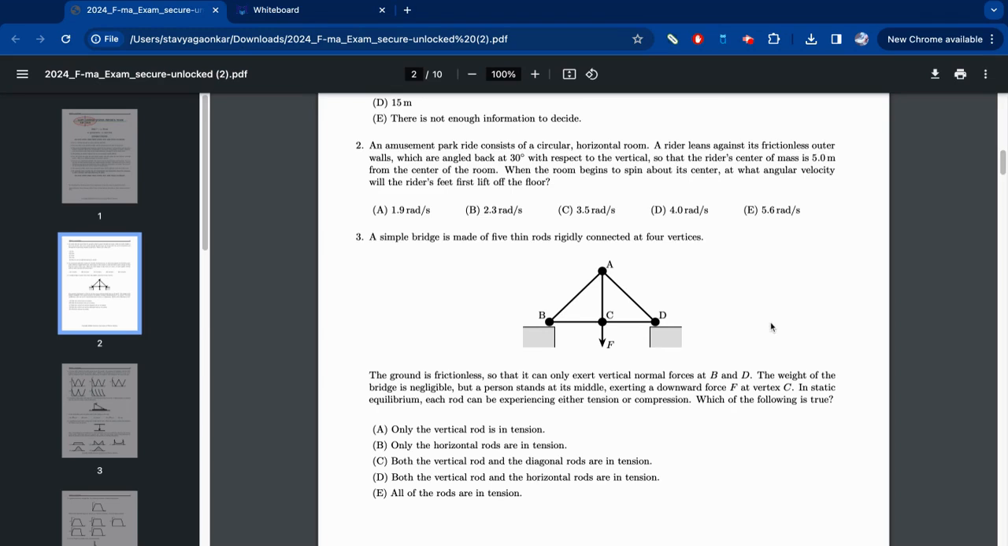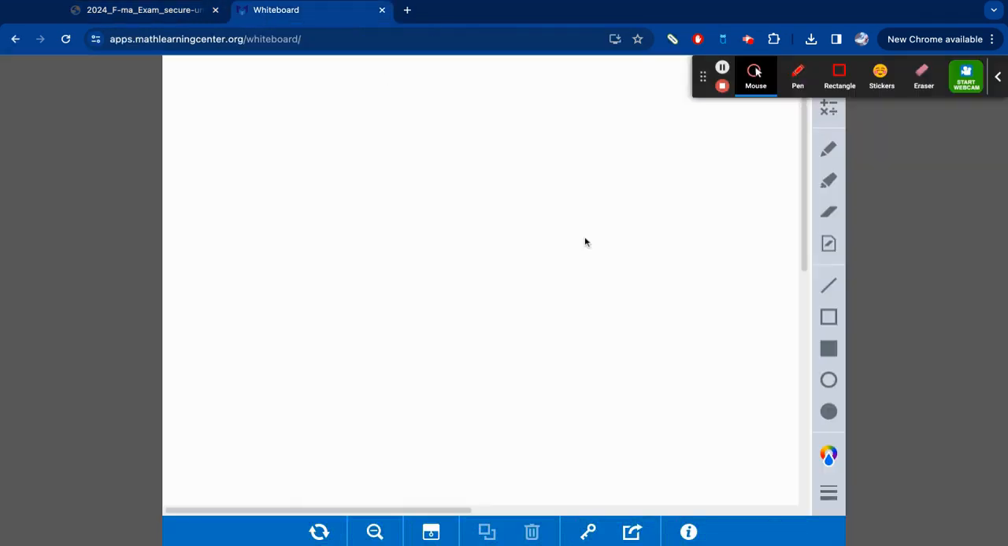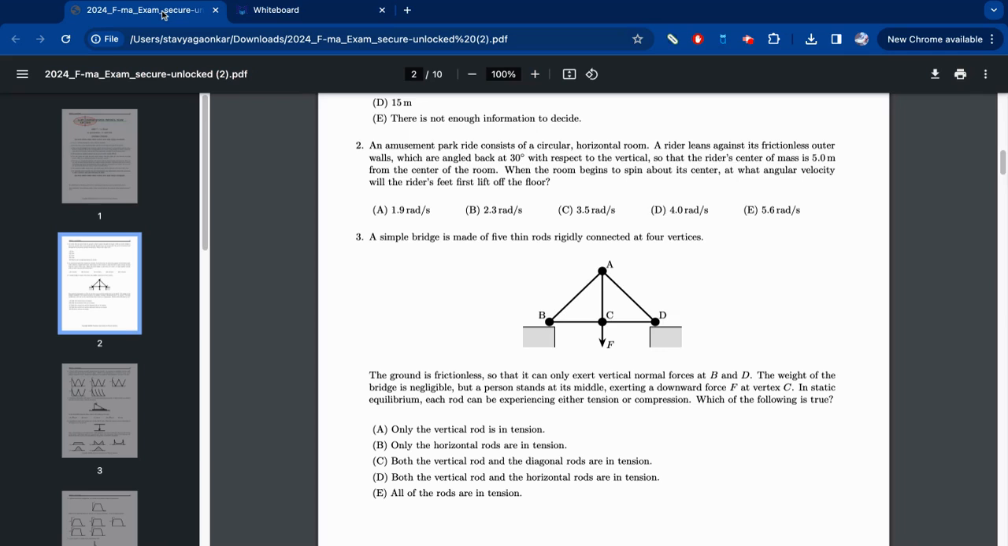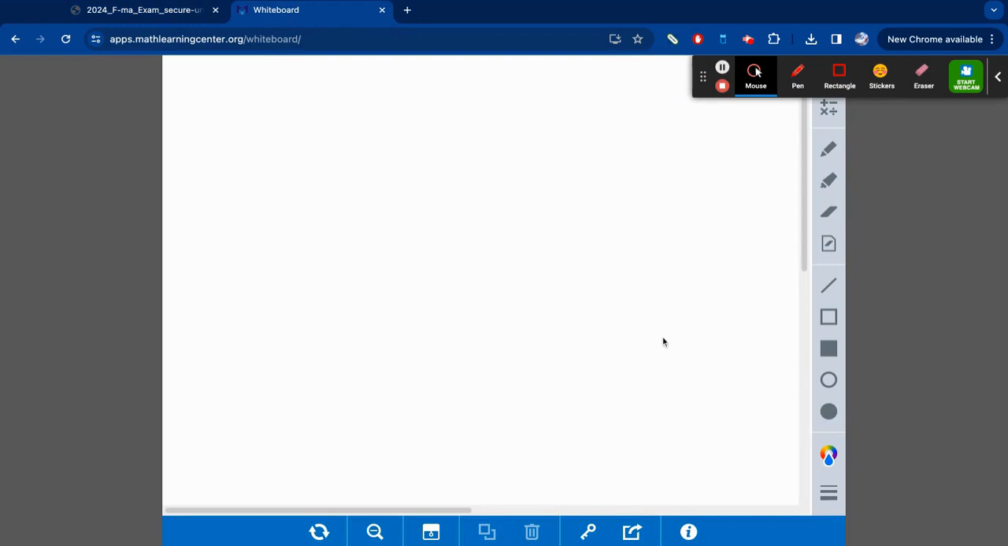Okay, so for something to be in tension, we know that it must be stretched or extended. So essentially what it's asking is what rods are going to be extended or stretched if we have a force F exerted at that point. So if we draw the diagram, we have this force here.